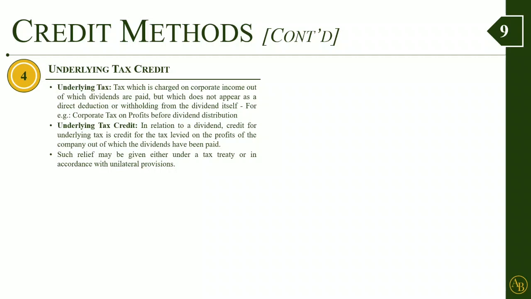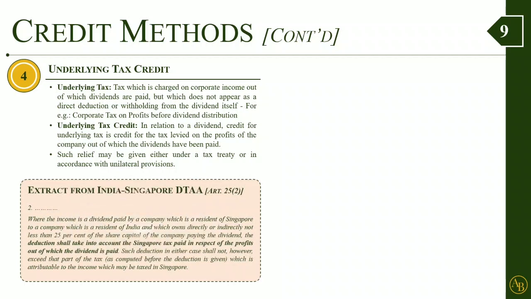So for example, corporate tax on profits before dividend distribution. Now that is what it means, that is underlying tax. Now what is underlying tax credit? Basically, in relation to a dividend, credit for underlying tax is credit for tax levied on the profits of the company out of which the dividends have been paid.